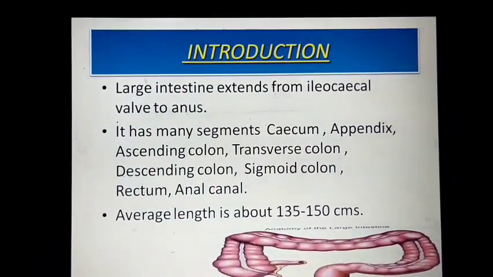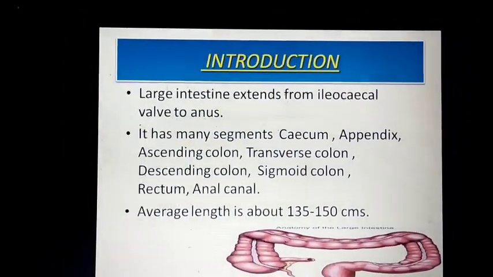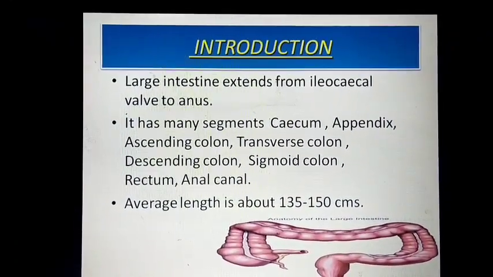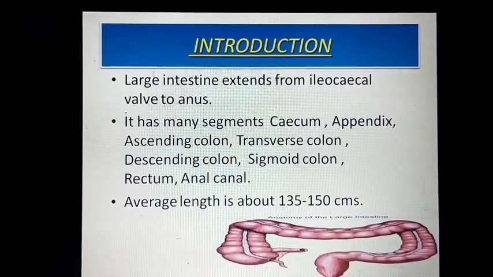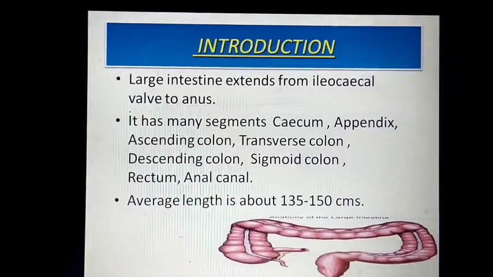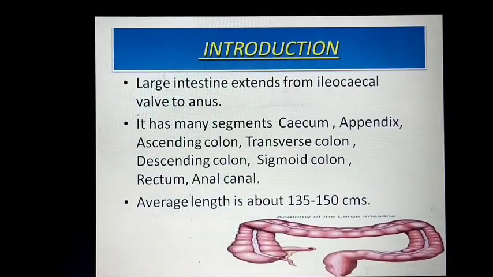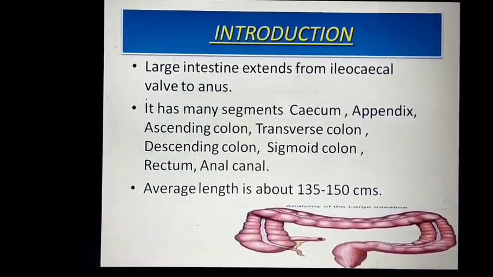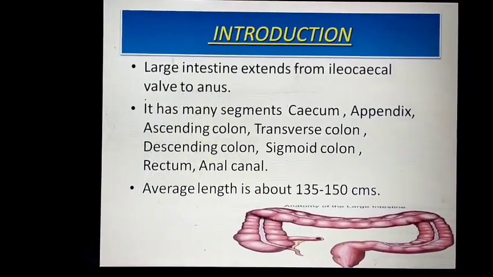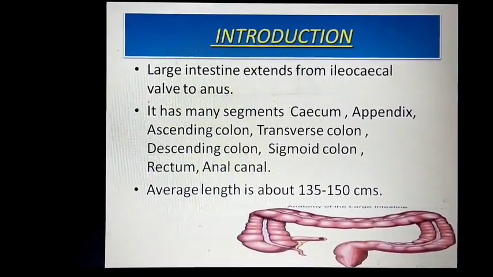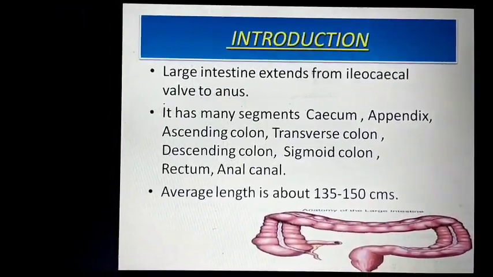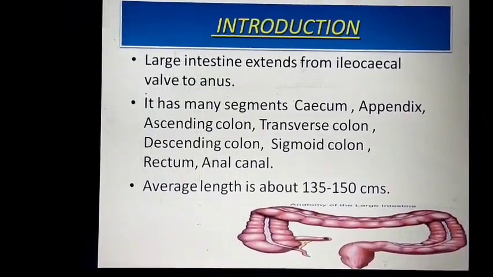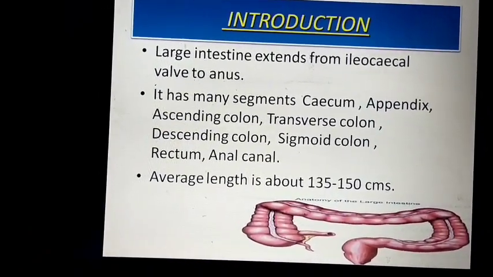Introduction of the large intestine. The large intestine extends from the ileocecal junction to the anus. It is divided into the cecum, ascending colon, transverse colon, descending colon, sigmoid colon, rectum, and the anal canal. The average length is about 135 to 150 centimeters, or 1.5 meters. It is also said to be the large bowel or hind gut.